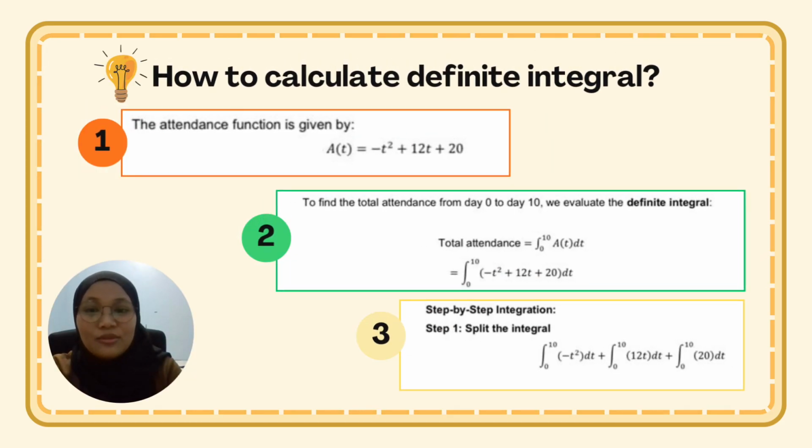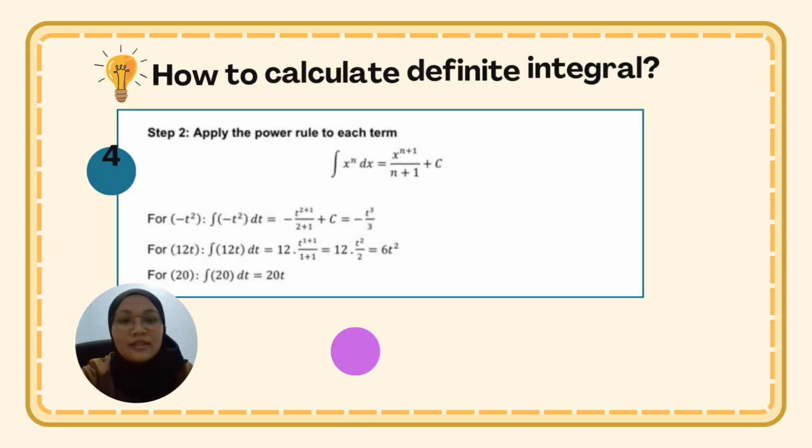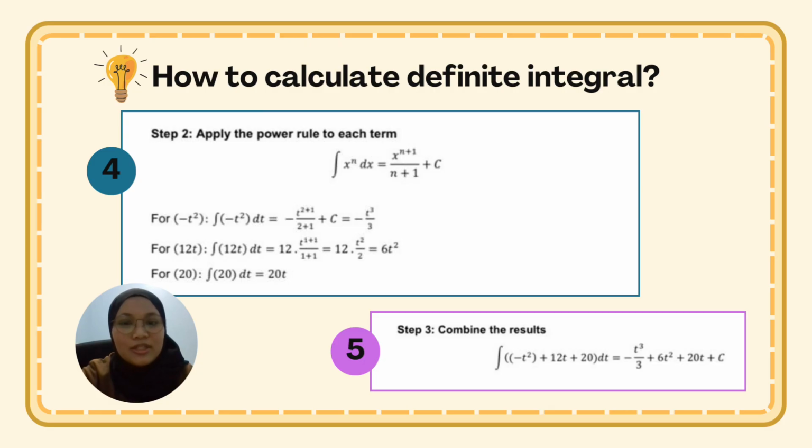Now, let's continue with how to calculate the definite integral. The attendance function is given as A(t) equals negative t squared plus 12t plus 20. To find the total attendance from day 0 to day 10, we evaluate the definite integral. First, we split the integral into separate terms. Then, we apply the power rule to each term.